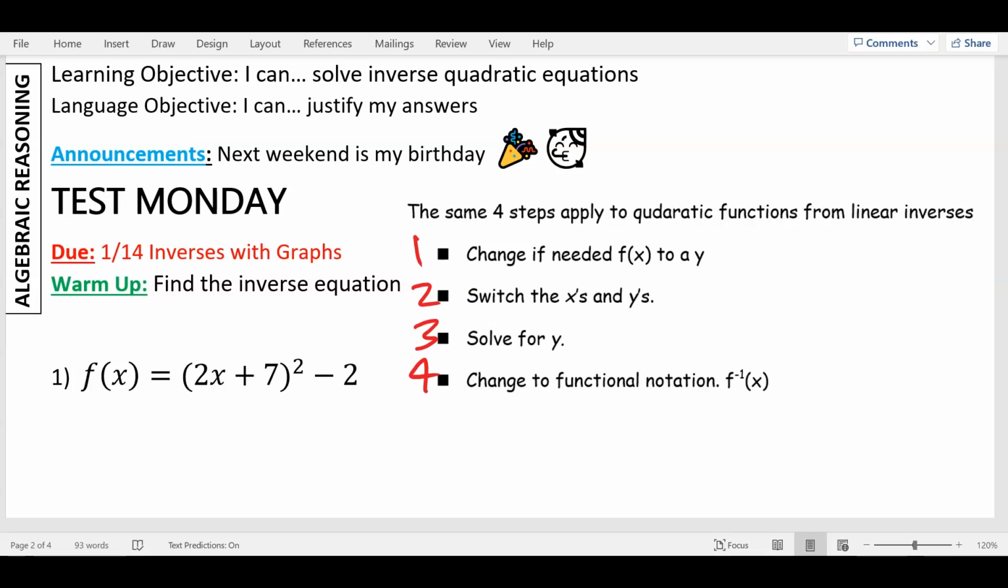We've been doing inverses where you switch X and Y, whether it's a point or a table or a mapping or graphing. And we did the equations for linear last week, and we're doing the equations for quadratic this week. So yesterday you got this assignment.